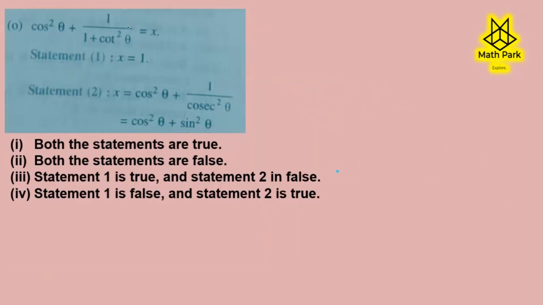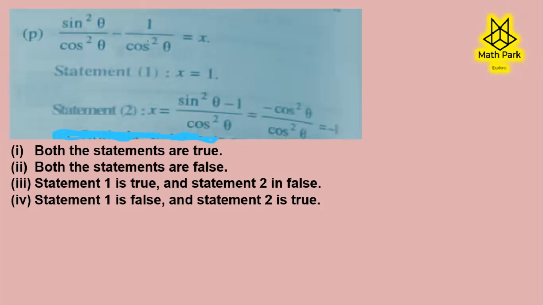Square theta plus 1 upon 1 plus cot square theta is equal to x. Then statement 1 says x is equal to 1. Statement 2, they have given an explanation: 1 plus cot square theta is cosec square theta, which is correct. And 1 upon cosec square theta is sin square theta. So cos square theta plus sin square theta, which is equal to 1, is correct. So here both the statements are true. The first option is the correct option. x is equal to 1, and this is also 1. So both the statements are true.